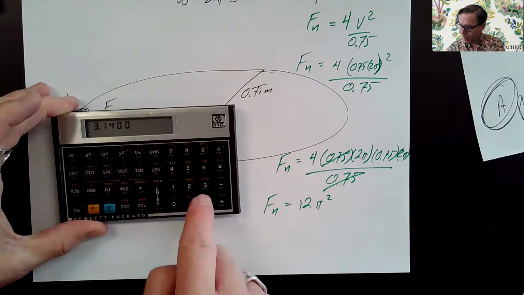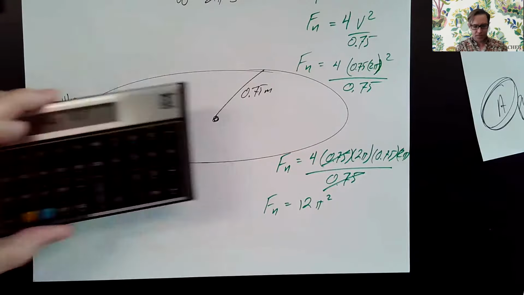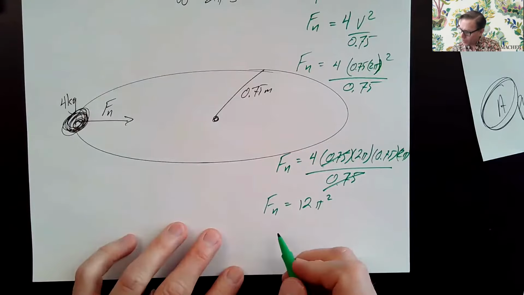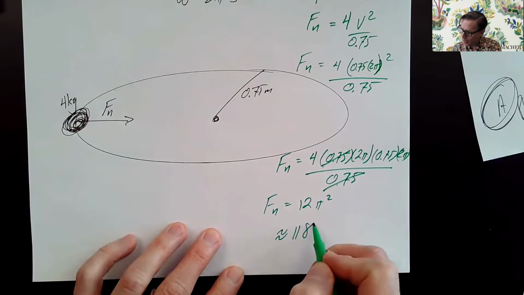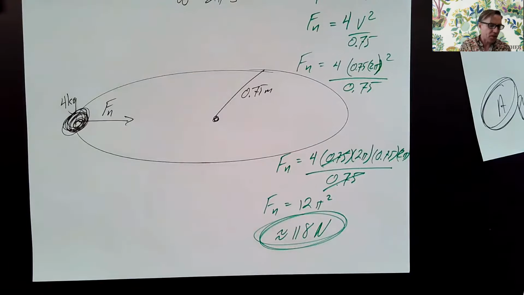Pi, pi, times 12, 118-ish, about 118 newtons. And there you have it. That is how hard your neck is having to push on your head to keep it from falling off.